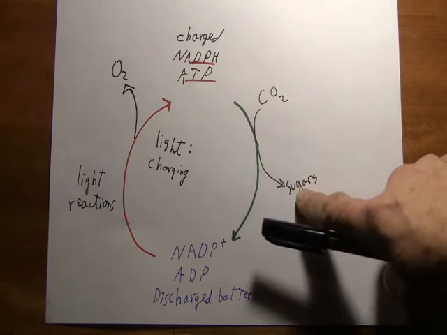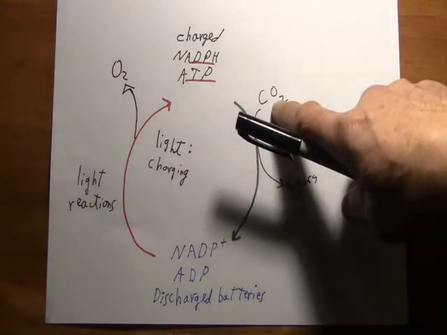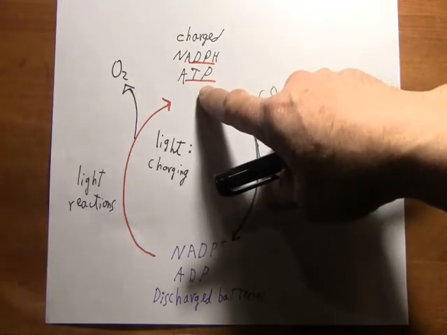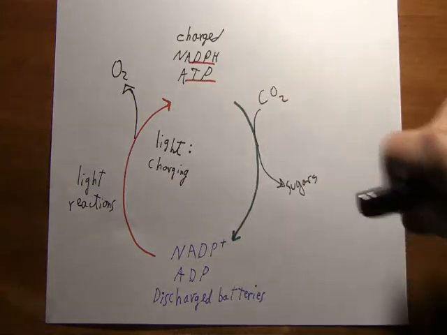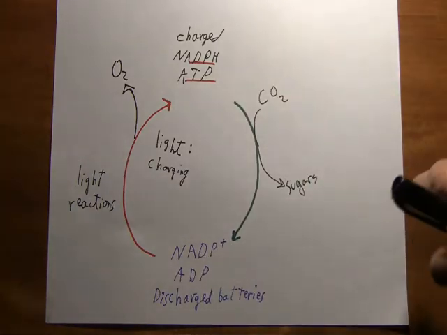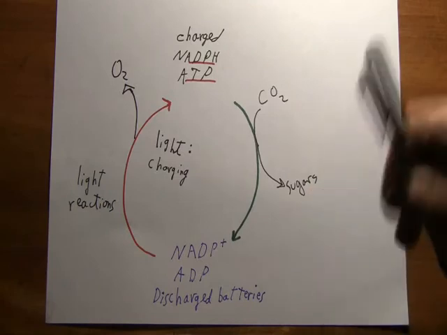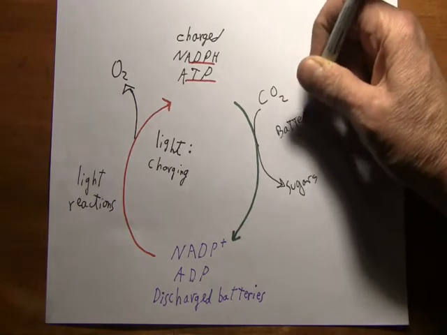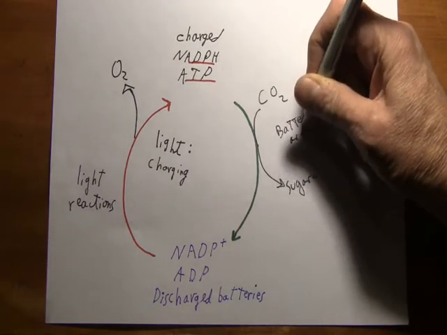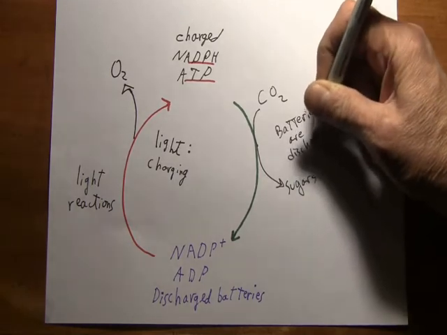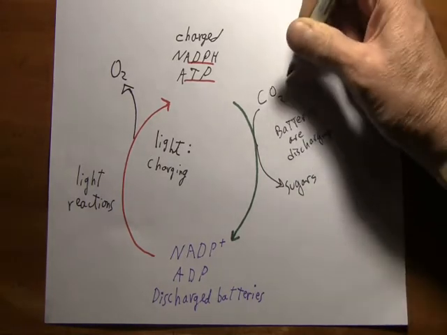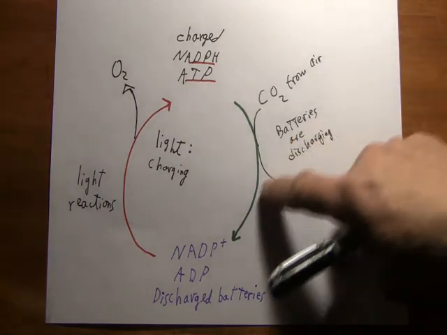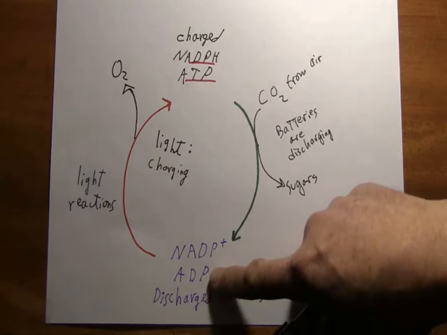So the carbon in these sugars is actually coming from the carbon in carbon dioxide. And the batteries, the NADPH and the ATP, supply the power to run these reactions. So while the carbon from carbon dioxide is being incorporated into sugars, the batteries are discharging. And we end up then with NADP and ADP.